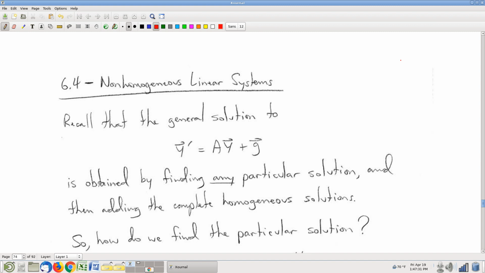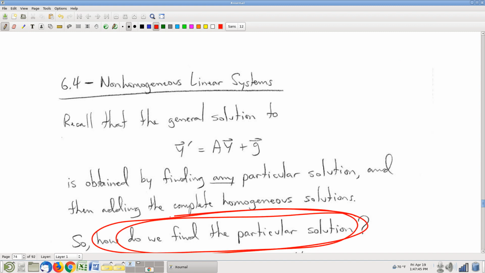So very naturally, just like in Chapter 4, the next thing to do is the non-homogeneous case. Here we are again. It all comes down to how you find a particular solution. We know our general solution is going to be any one particular solution that you can find by any means, by hook or by crook, plus your homogeneous solutions that we've already discussed at great length. That gives you your general solution. So what remains? How do you find one particular solution?